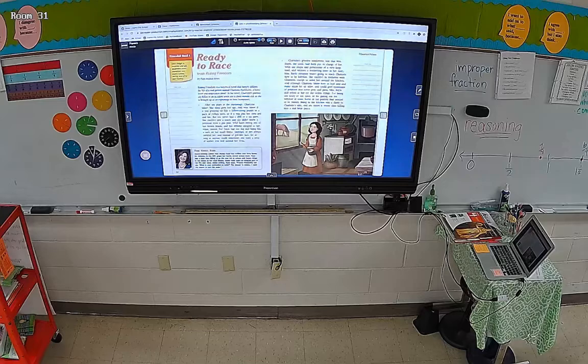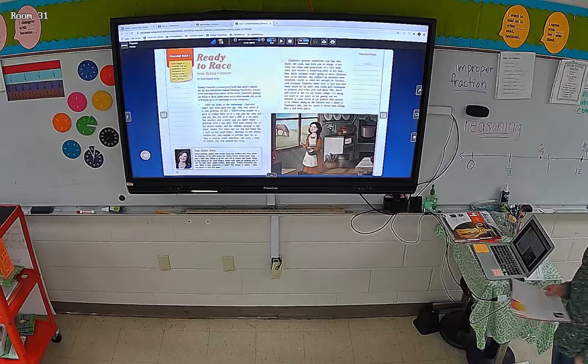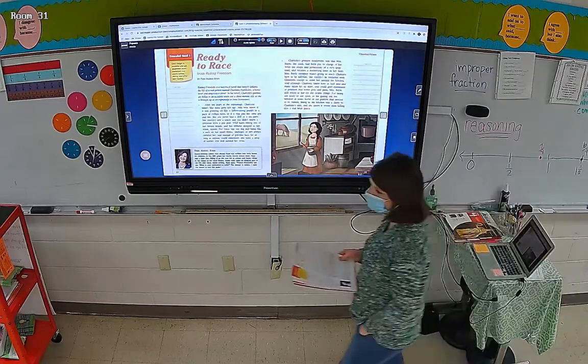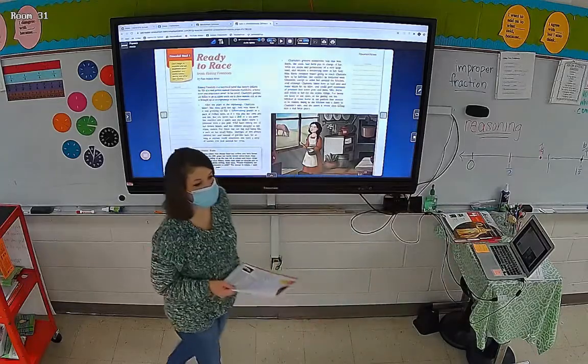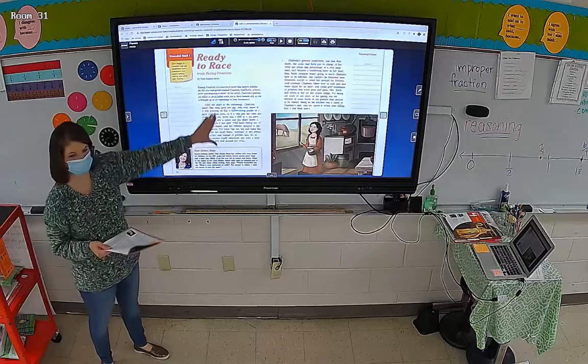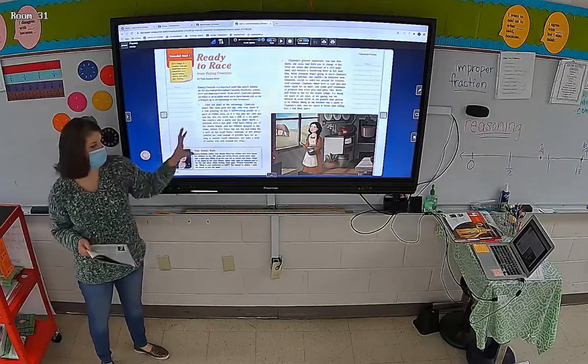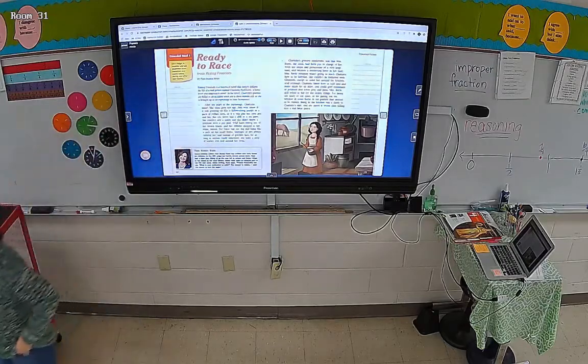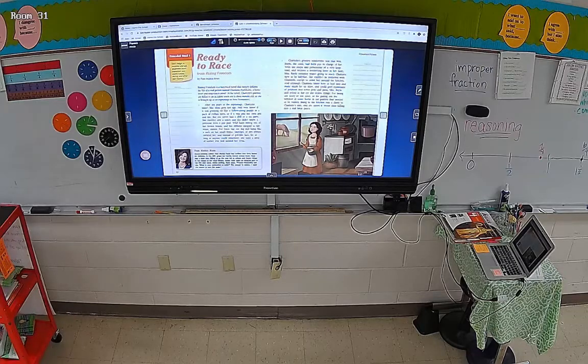Good. Okay, so when we talked about this paragraph the other day, we said that this whole paragraph is pretty much telling you what? What is this whole paragraph telling you about? If you had to give me one sentence to tell me what this is about, what would you say? Say several hands.